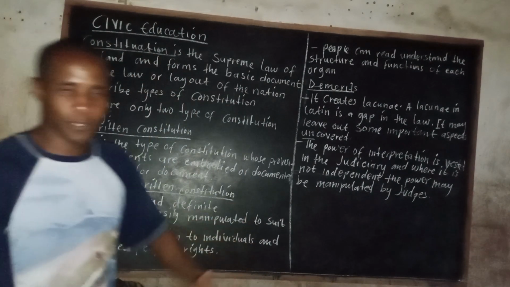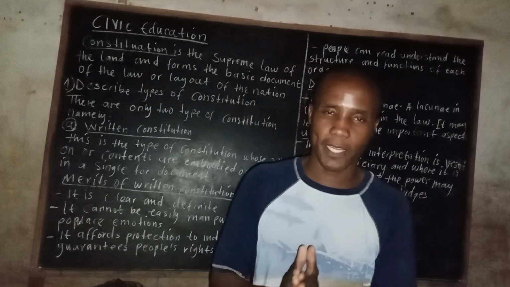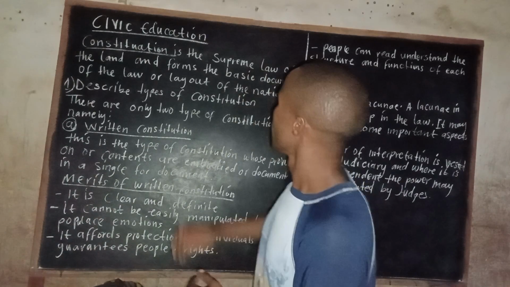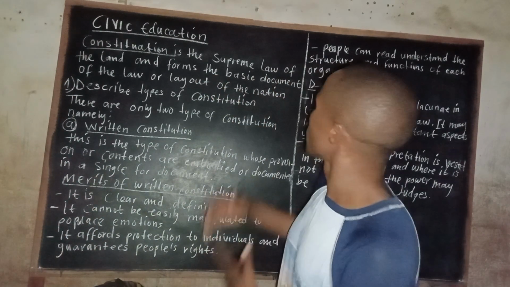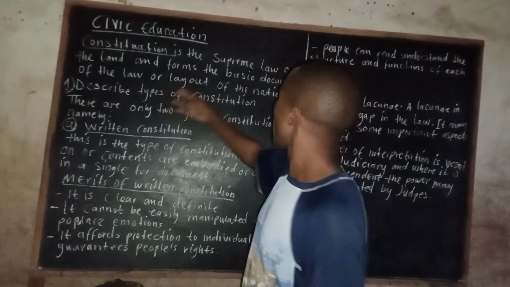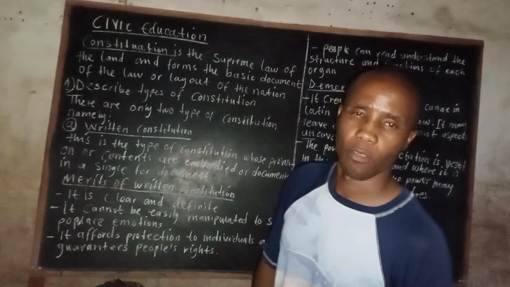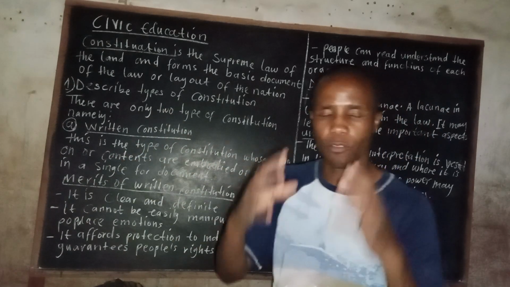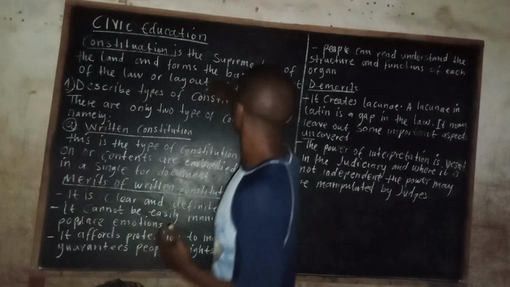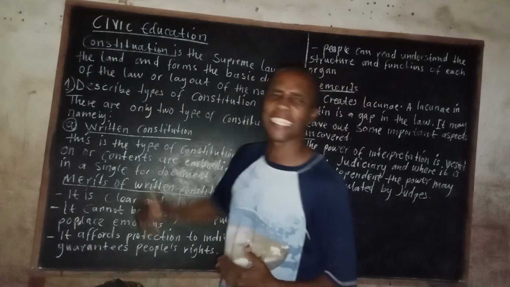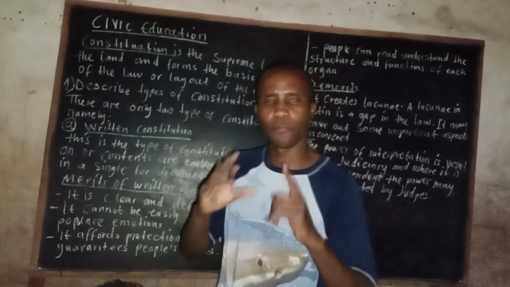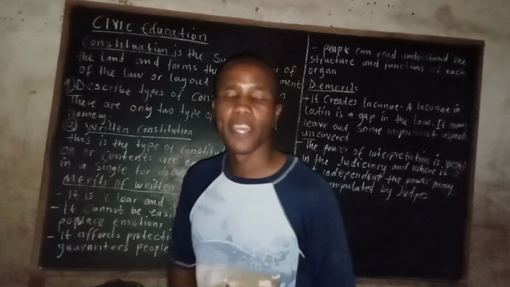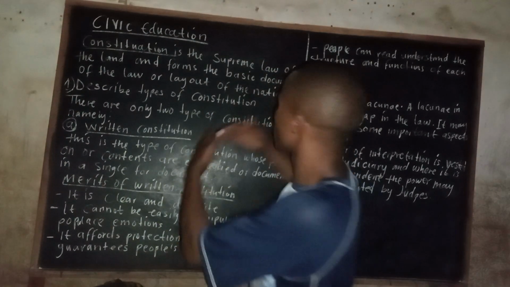Constitution. What is constitution? That is the first thing you must understand. Constitution is the supreme law of the land and forms the basic document of the law, or layout of the nation. When we say supreme law of the land, that is the highest law of the land, and it forms the basic document that guides the nation.